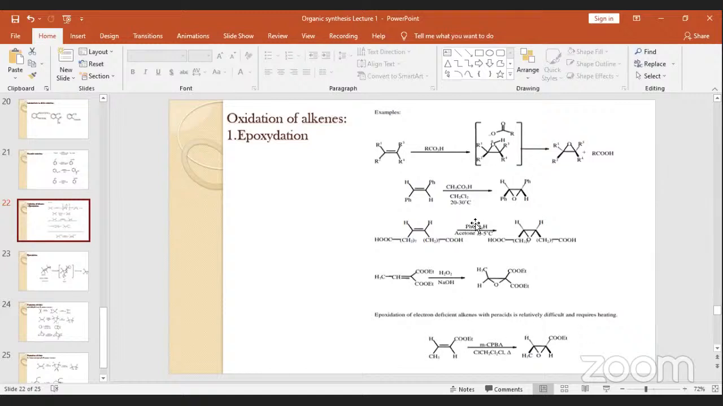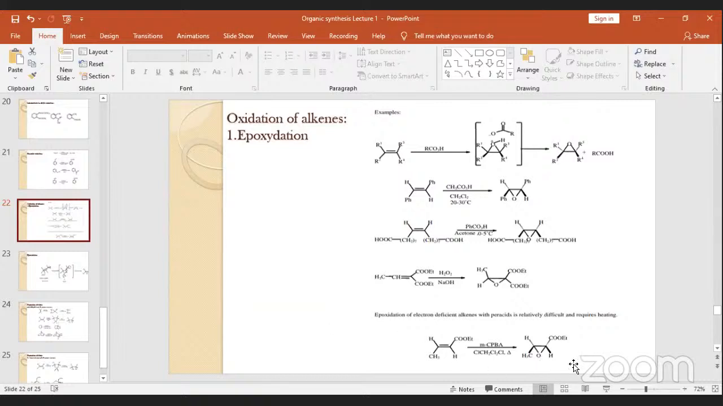Here no need of heating. See, 20 to 30 degrees, 0 to 5 degrees. If it is more reactive, you don't need higher temperatures at all, whereas these electron deficient alkenes are in fact less reactive, so you need to heat. And this meta-chloroperbenzoic acid, MCPBA, is the only peracid which is quite stable, which is normally used and which can be stored, whereas other peracids are prepared in situ. And this is used generally for the epoxidation of electron deficient alkenes.